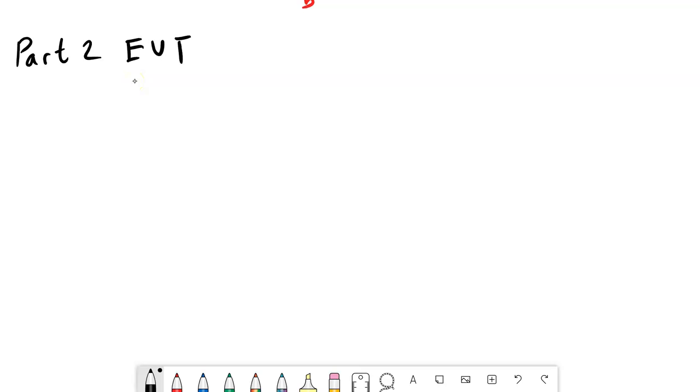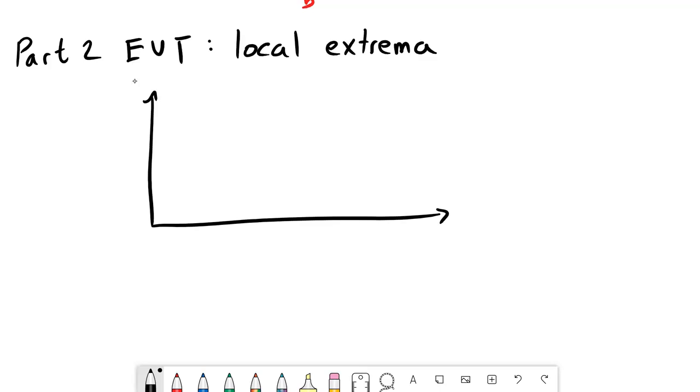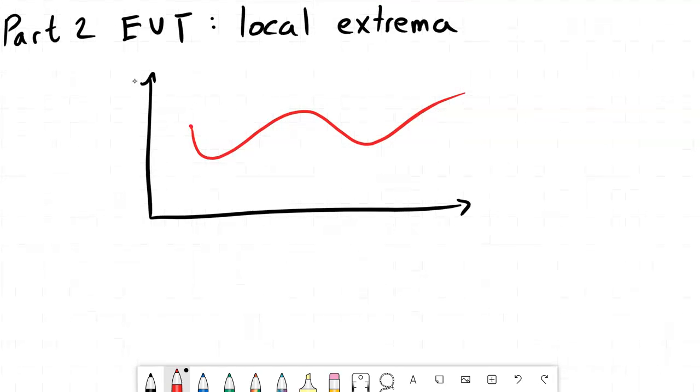The extreme value theorem talks about local extreme values, or the way we actually say it, extrema. That means both max and min. We're talking about local, and this idea of locality, or something nearby. Local means nearby.